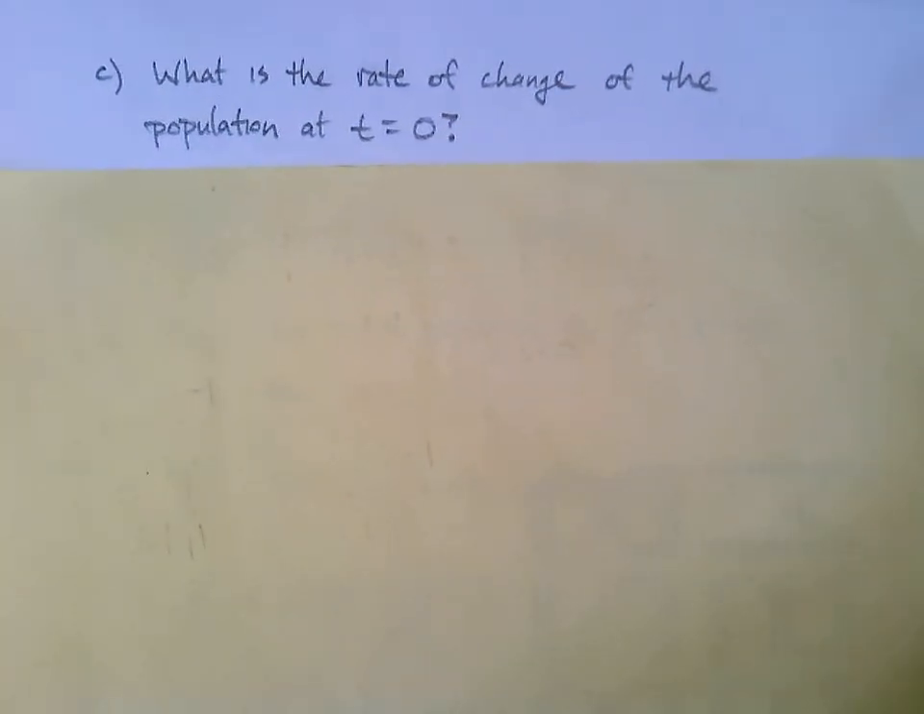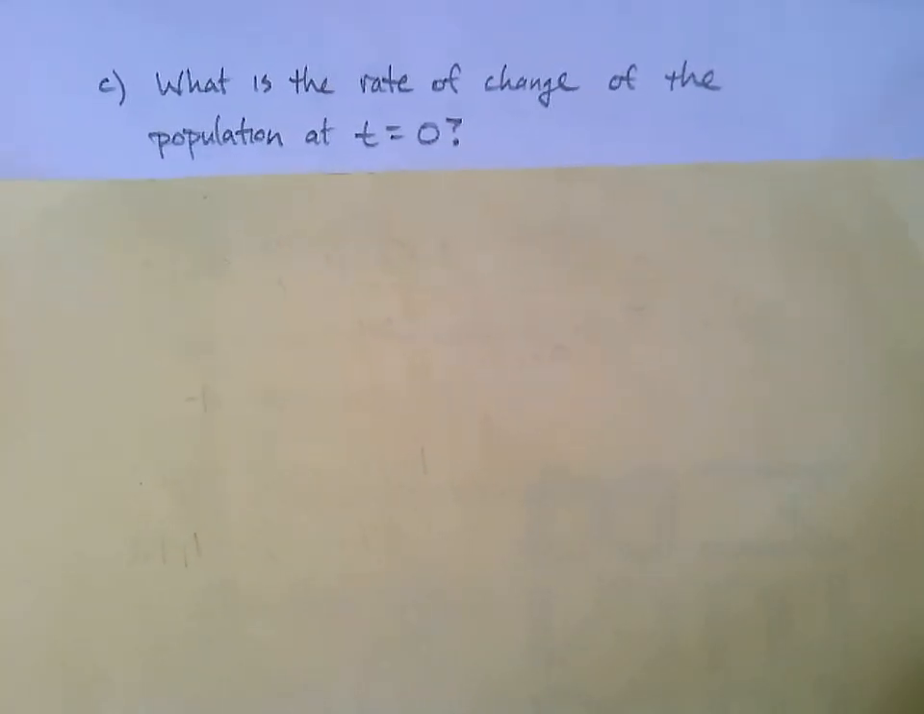Okay, so it turns out I've got one more question for us. This is an interesting one. What is the rate of change of the population at t equals 0? Exactly how fast is the population size increasing at time 0? How are we going to figure this out?